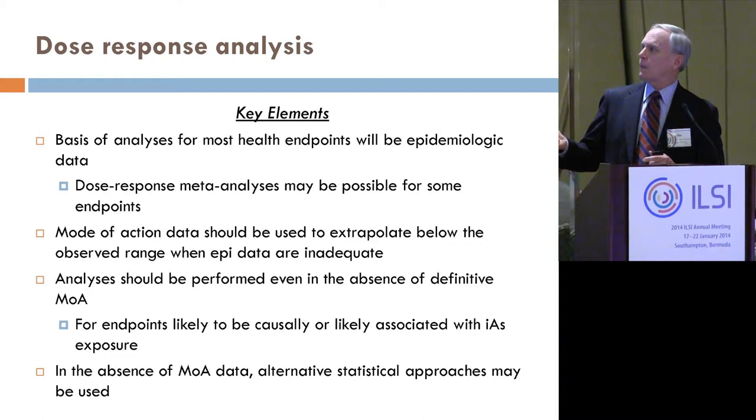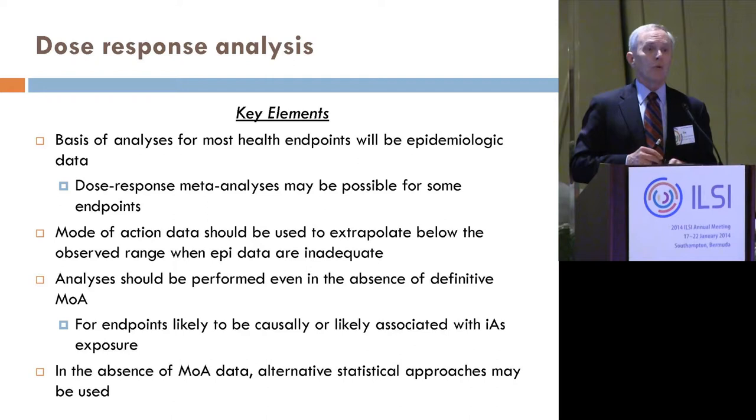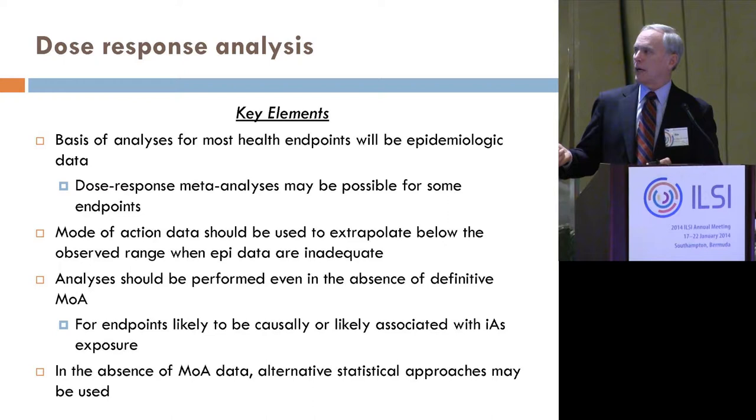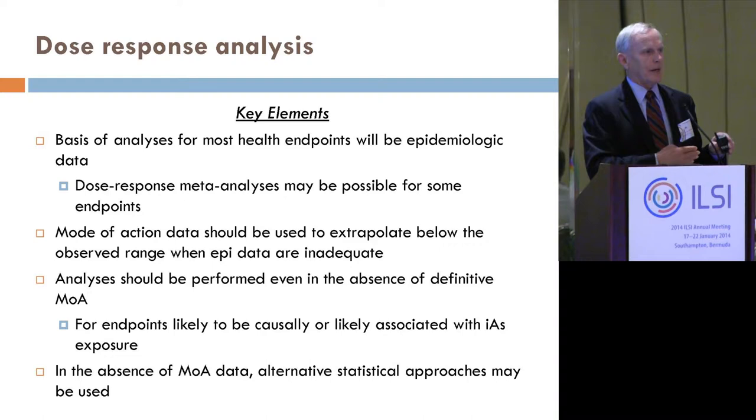In many cases, meta-analyses will be recommended if there are two or three or more good epidemiology studies that can be combined in a meta-analysis, and there are some clear criteria for how you can combine those. Below the observed range, and this is a key point of concern, when the epidemiology data are inadequate, we've recommended that mode of action data be used. Again, it's going to be difficult, it's going to be challenging, because for these non-cancer endpoints, as Sam said, there is most likely a mechanism, but there are very little data to support much of that.